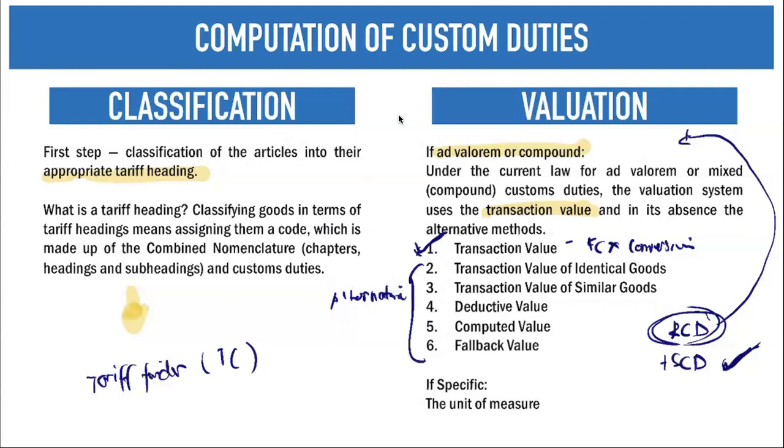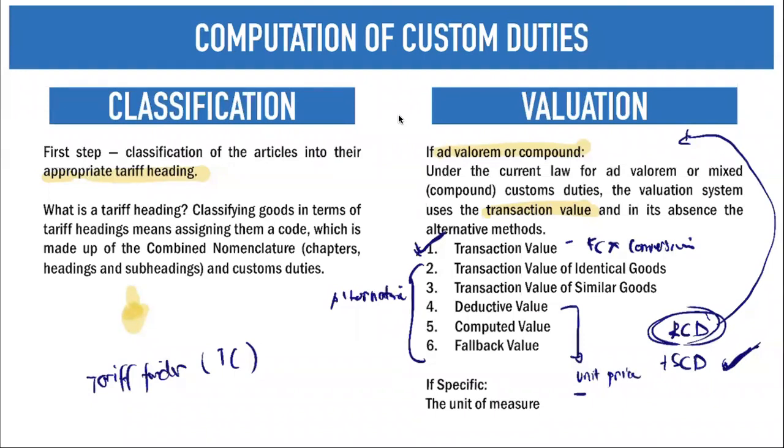When we say deductive value, it is the unit price of that particular imported goods. Okay? Deductive value. You need the unit price of that imported goods or identical goods. And then you will deduct the following. Okay? So the unit price, and you deduct the following.